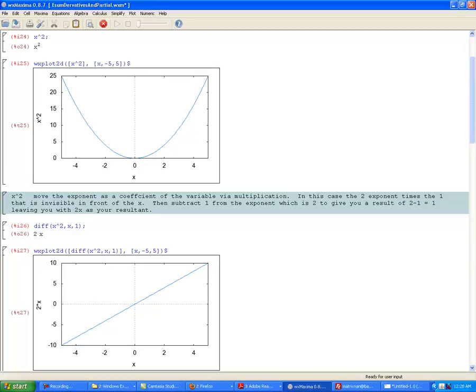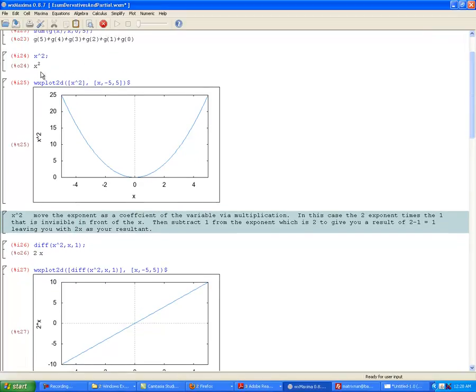So what we do is we subtract 1 from the power. Well, first, before we do that, we multiply the power times the coefficient in front of the x, basically the number sitting in front of the variable. So 2 times the invisible 1 sitting in front of the x is going to make this 2x, and then I'm going to subtract 1 from the power of 2. It's going to leave me 2x to the power of 1, which just leaves me with 2x.